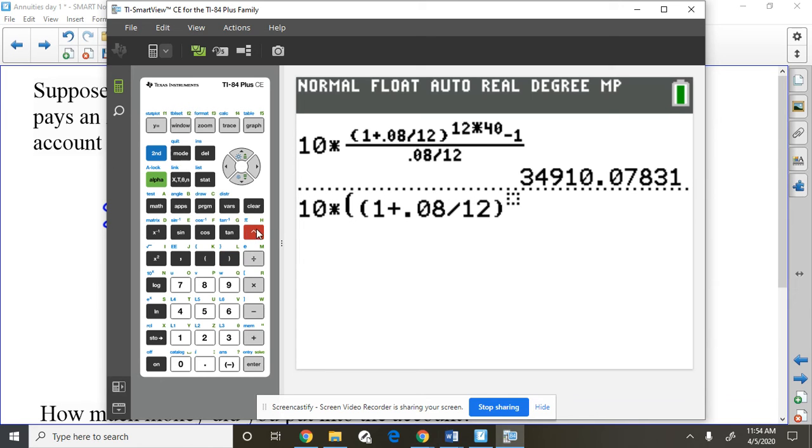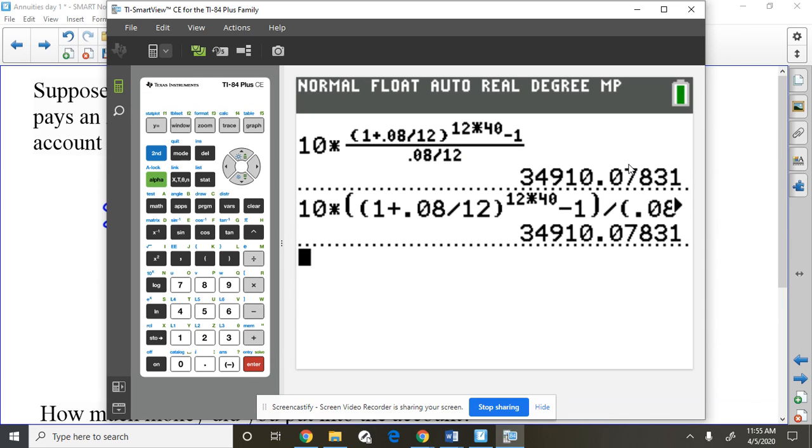And then the exponent in the old calculators also needs to go into parentheses, which I can't show on this one. You would need to put parentheses around that 12 times 40. Minus 1. That's the end of my numerator, so I end this large set of parentheses. Then I need to divide by the denominator, divided by, in parentheses, 0.08 over 12.